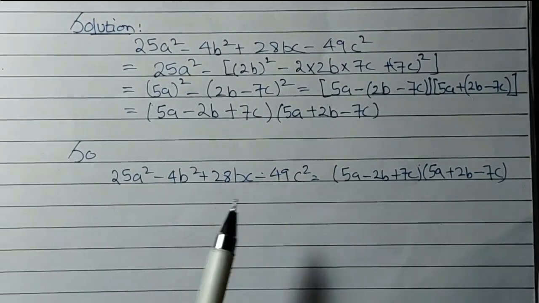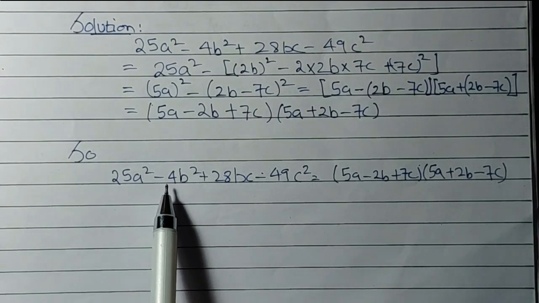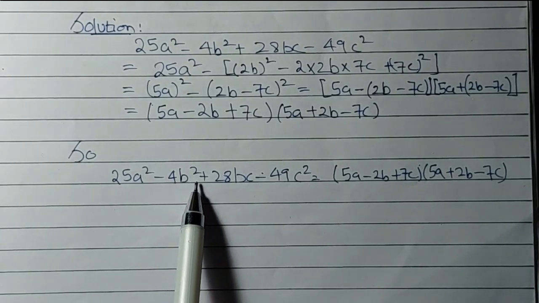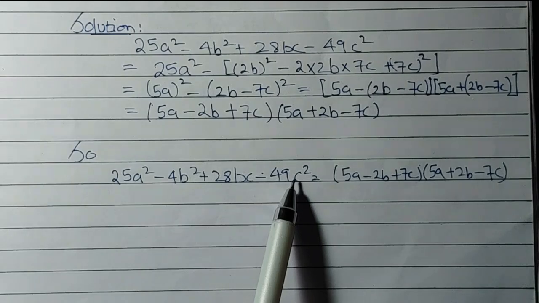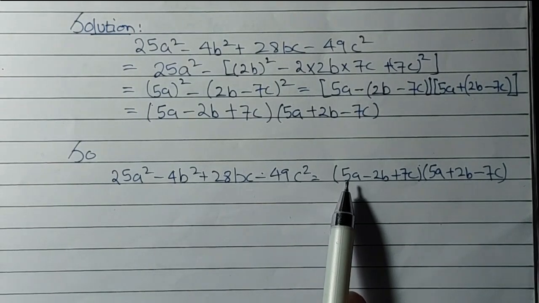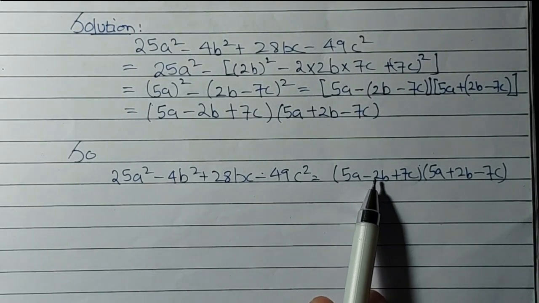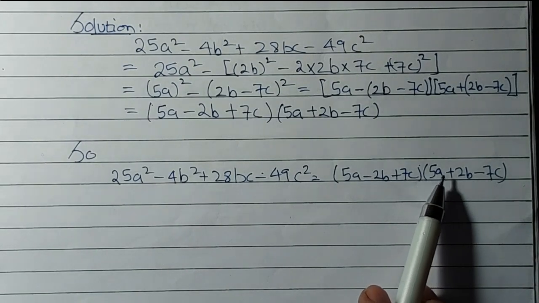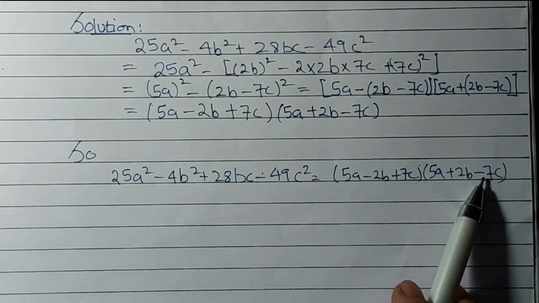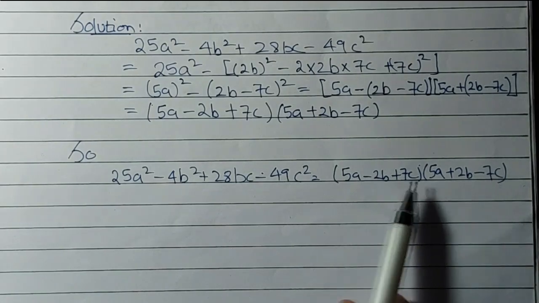So 25a square minus 4b square plus 28bc minus 49c square is equal to 5a minus 2b plus 7c into 5a plus 2b minus 7c. This is the answer.